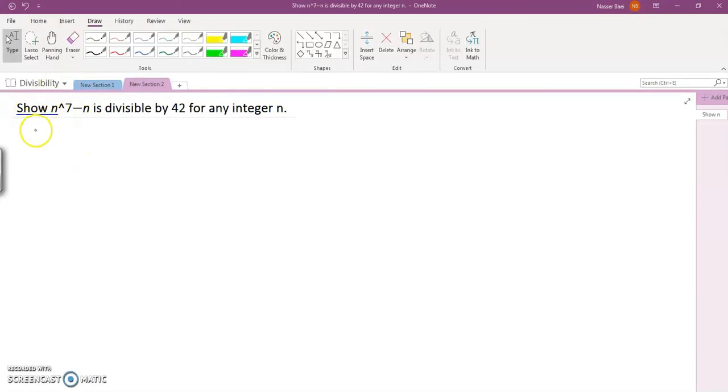In today's problem we're gonna show n to the power of 7 minus n is divisible by 42 for any integer number of n. So actually we're gonna show n to the power of 7 minus n congruent to 0 in mod 42.